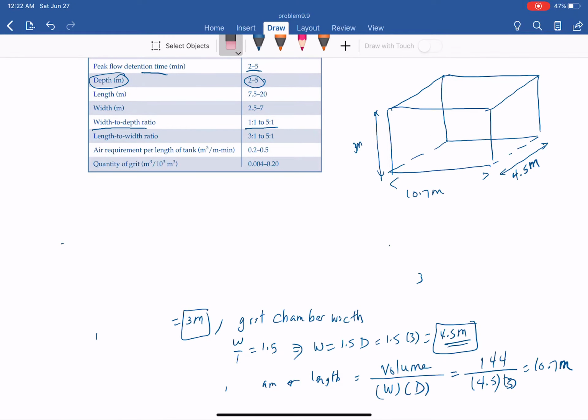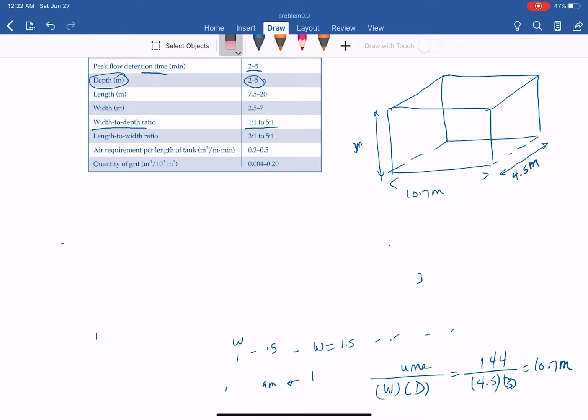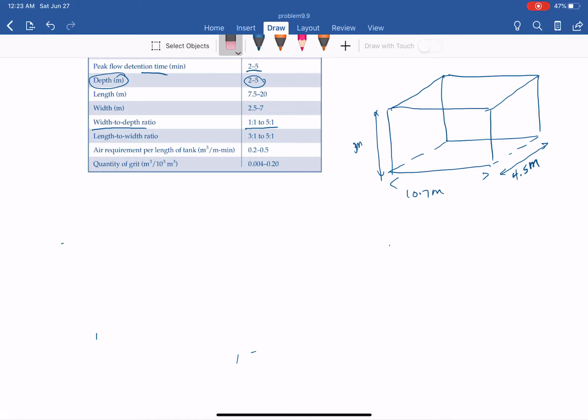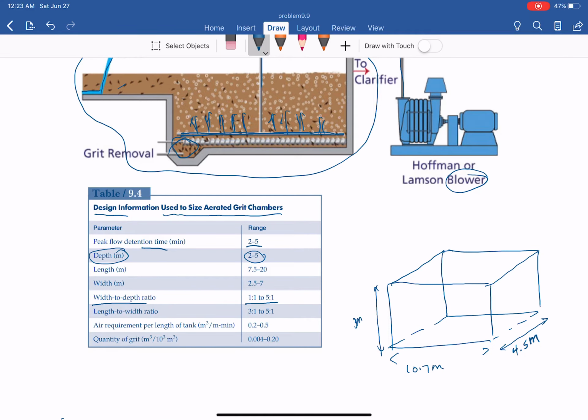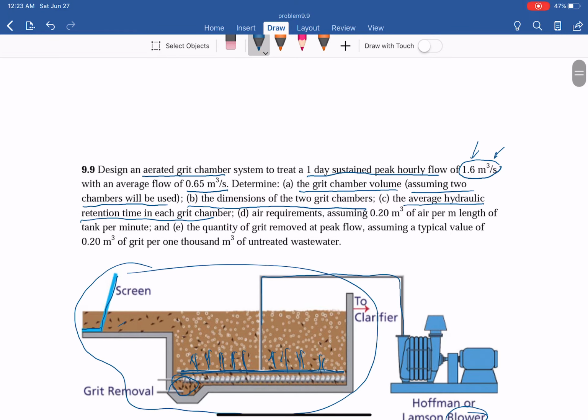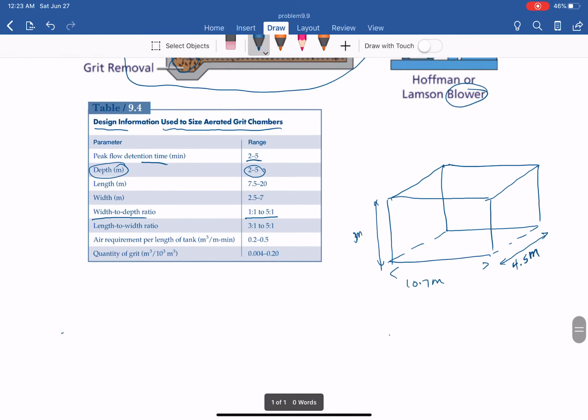Okay, so we'll look at number C, the average hydraulic retention time in every grit chamber. For this retention time, we need to use the average flow rate. Remember that we have two flows: there is the peak hourly flow rate, and there is the average flow rate.